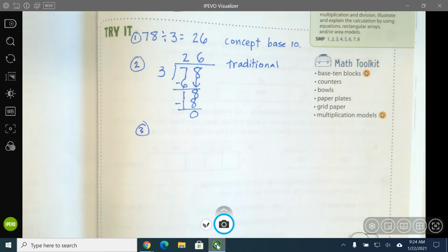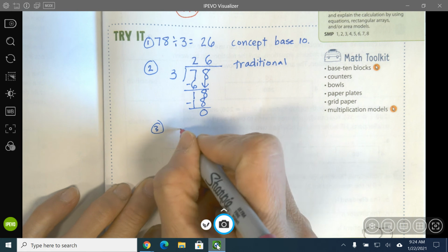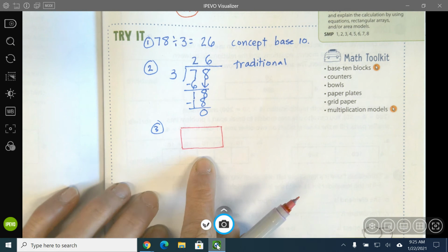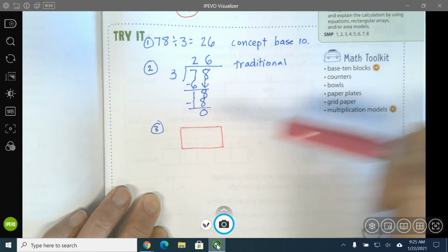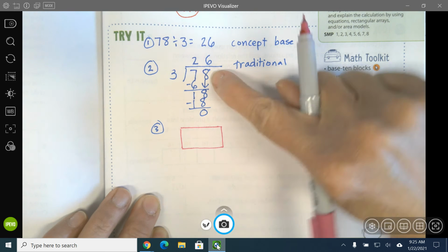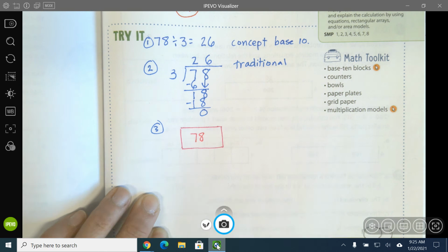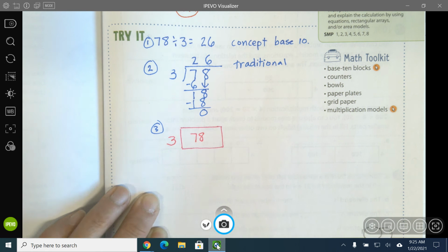How many of you have heard about the area model? Here comes the area model. Are you ready? All right, here comes the area model that many of you have seen in multiplication, and we're doing the same thing with division. Watch this. I'm going to put the box. So instead of using the number on top and separating them, I'm going to take my 78 and write it in here. And I am going to divide that by 3. So the 3 goes on the outside.